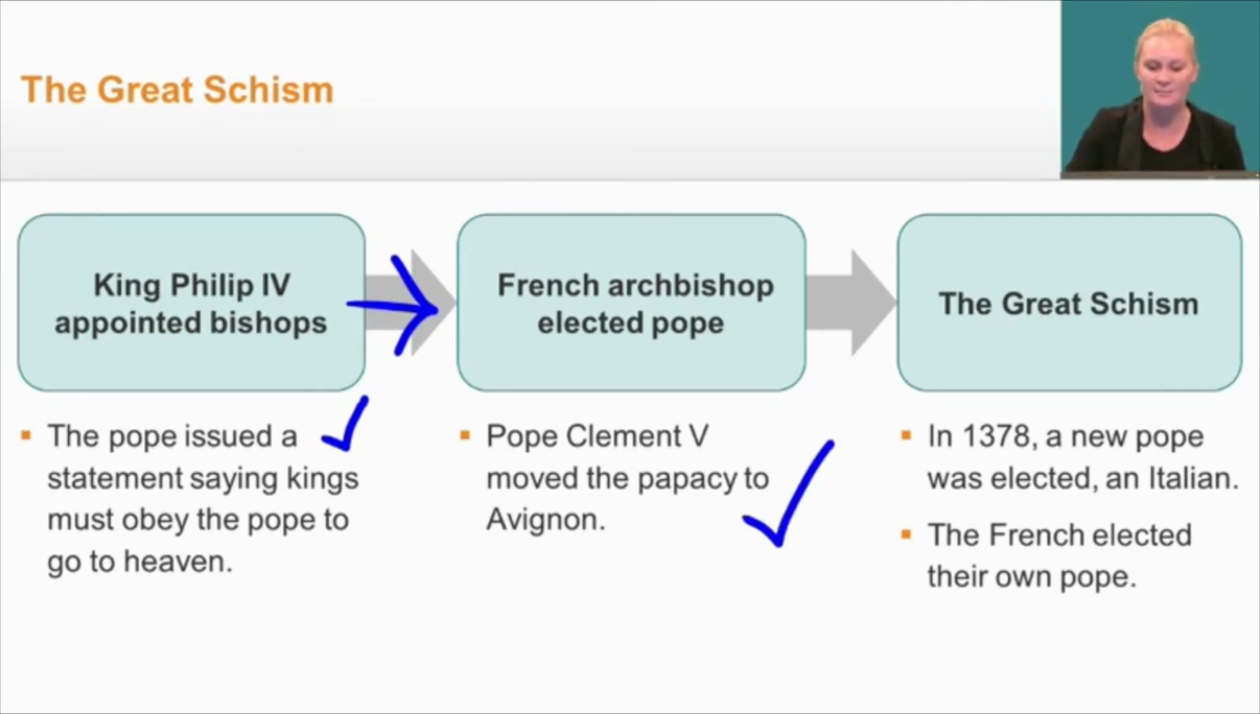Pope Clement V moved the papacy to Avignon, and this led to the Great Schism. In 1378, a new pope was elected, an Italian, and the French also elected their own pope. So in 1378, this Great Schism actually separated the Catholic Church. There were two camps for the Catholic Church. There was an Italian pope, and there was also a French pope. Now, there was another great schism that happened earlier in 1054, and what this did was it split the church into two parts, and it had the Eastern Orthodox Church and then also the Roman Catholic Church.